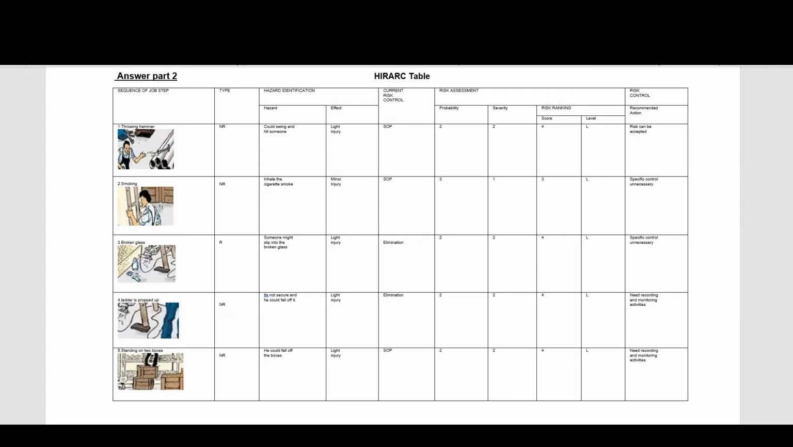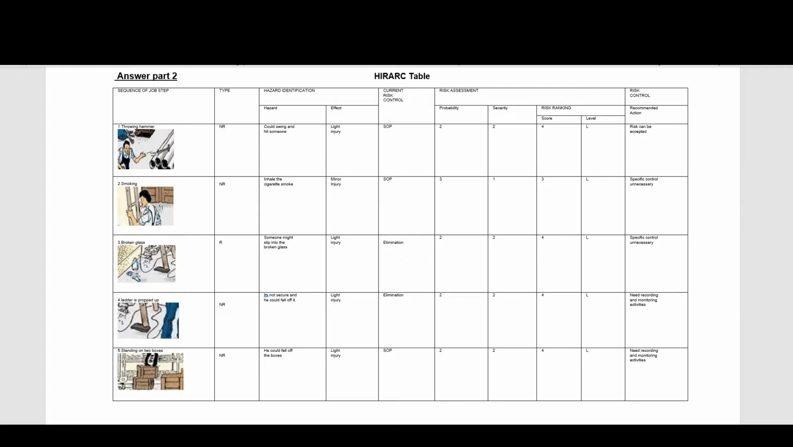that consists of hazard and effect, and then current risk control, and next is risk assessment that consists of probability and severity, and also has risk ranking. They also consist of score and level. And next is risk control. They ask for the recommended action.